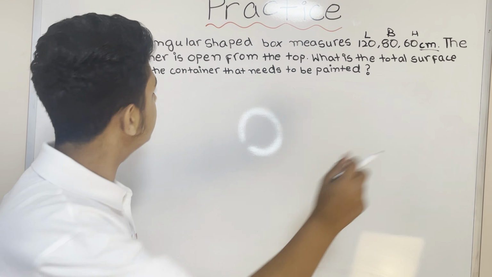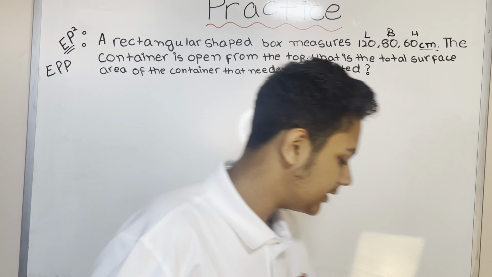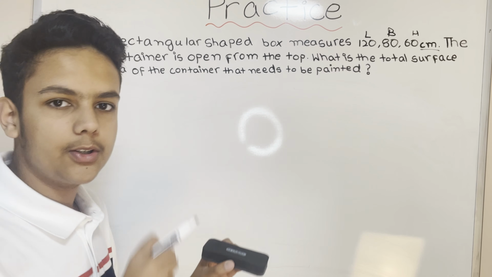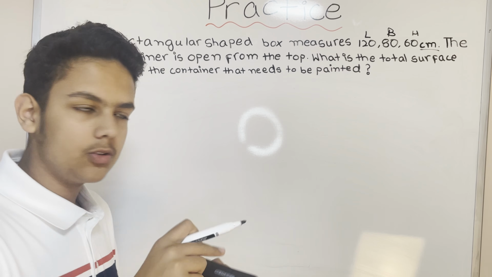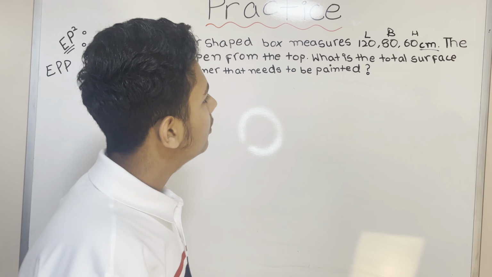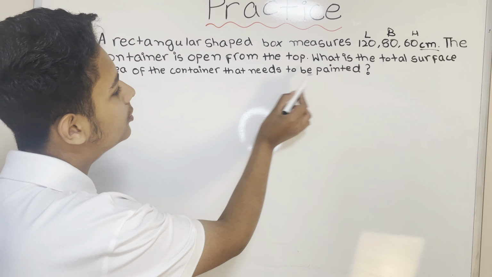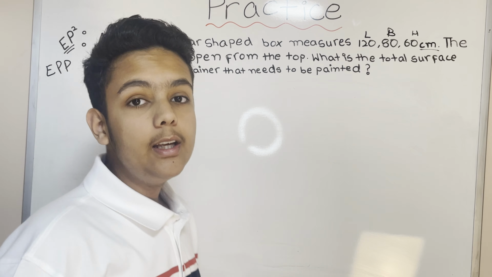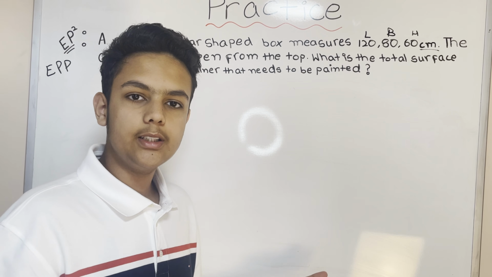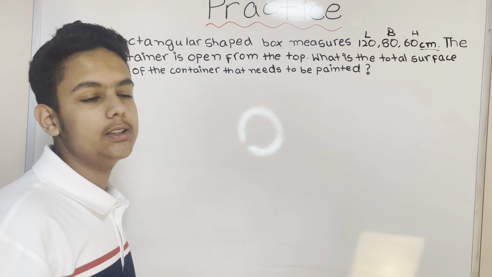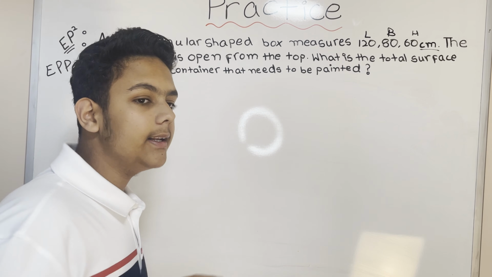And now it says the container is open from the top. So the cuboid, let's say if this dust tray is a cuboid and they're saying it's open from the top, so the top part is not there, it's open. And they're asking what is the total surface area of the container that needs to be painted. Now if the cuboid is open from the top, we can't paint there because there's nothing there. So we can't take the total surface area formula for this, because the top part cannot be painted.